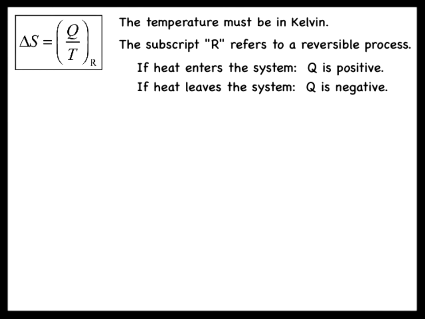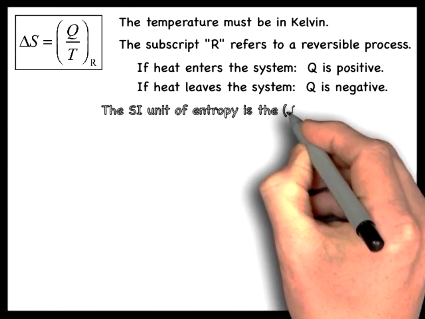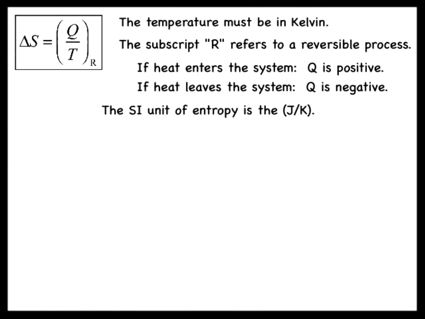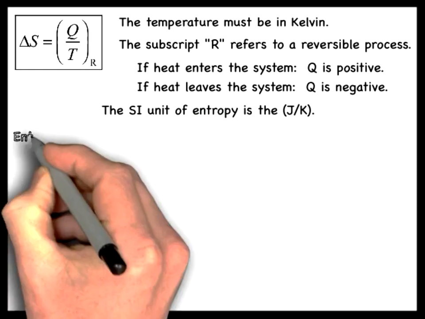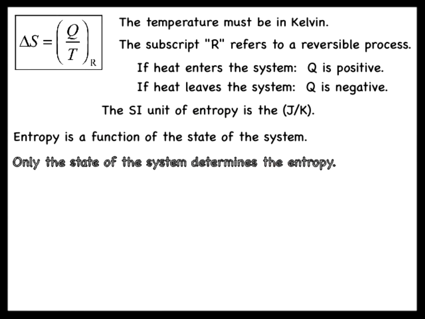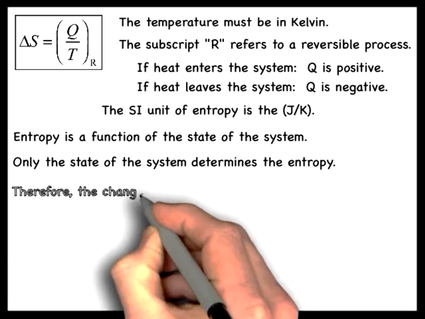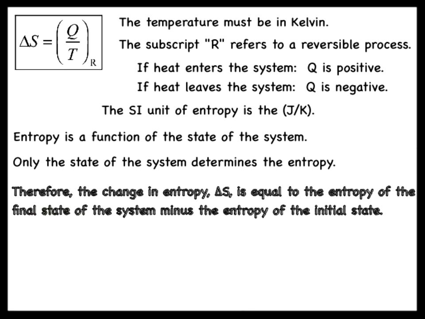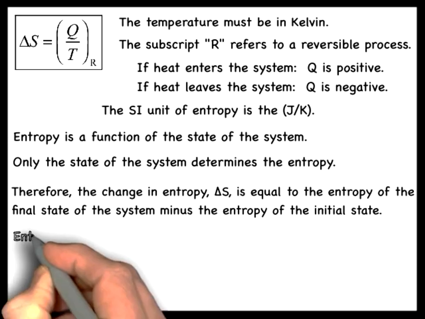The equation above also shows that the SI unit of entropy is a joule per kelvin. Entropy, like internal energy, is a function of the state of the system. In fact, only the state of the system determines the entropy S. Therefore, the change in entropy, delta S, is equal to the final state entropy minus the initial state entropy. We can now describe what happens to the entropy of a Carnot engine.